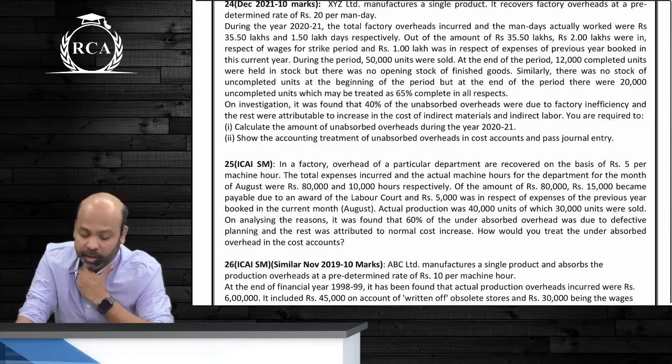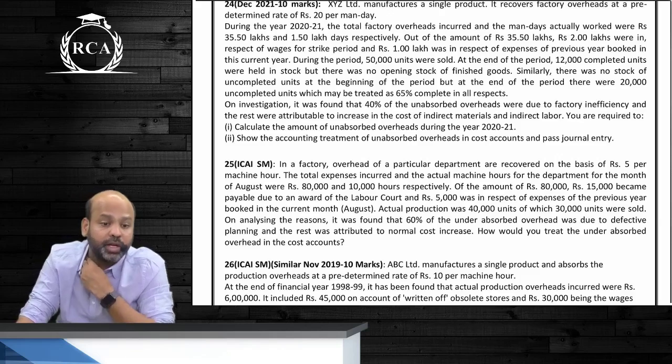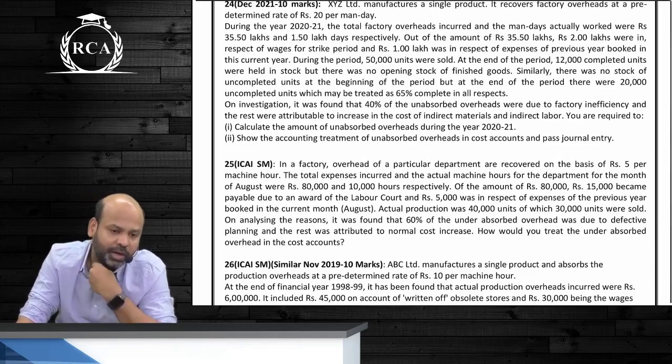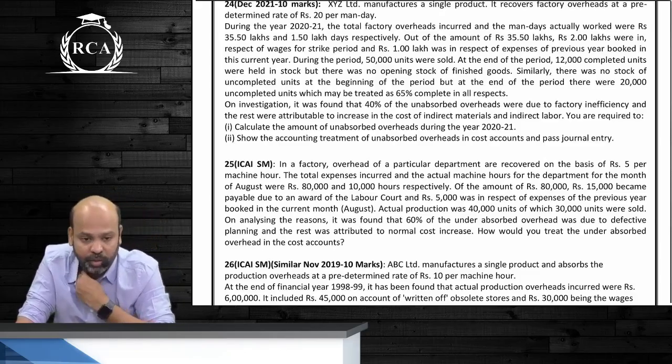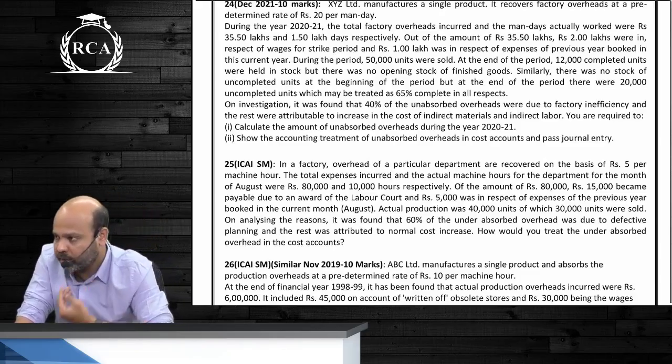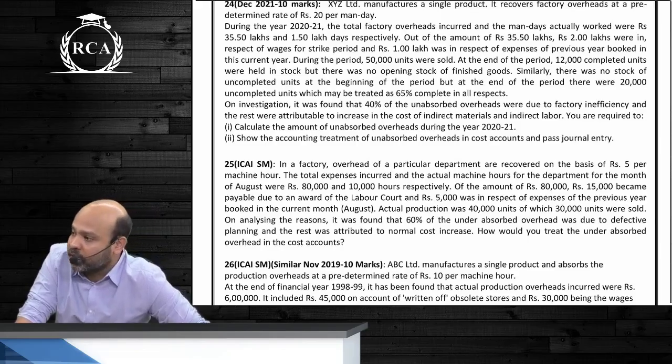75,000 completed units. On investigation, it was found that 40% of the unabsorbed overheads was due to inefficiency. Out of 2,50,000 rupees, beta, 40% is due to inefficiency. What will you do with that 40%? By default, we follow method 3. We will transfer that entire 1 lakh rupees to costing P&L account.